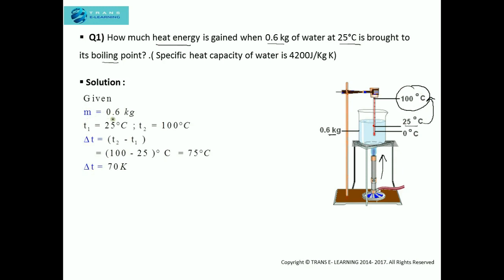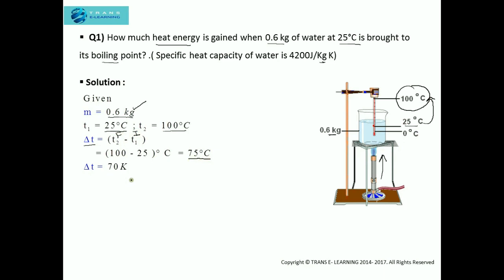Here, mass is equal to 0.6 kg. We will check the units. The unit of the mass is kg, and the unit of specific heat capacity also has kg. So there is no need for conversion. As given in the question, the initial temperature is 25 degrees Celsius and the final is 100 degrees Celsius. So the change in temperature, delta T, will be final temperature minus initial temperature, that is 100 minus 25, which is equal to 75 degrees Celsius.